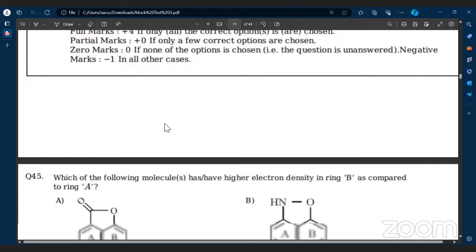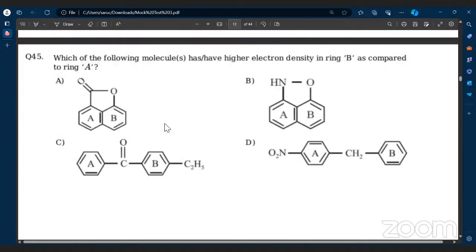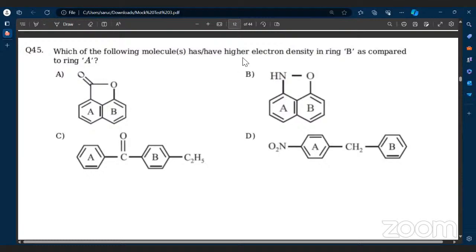So moving to the question: which of the following molecules has or have higher electron density in ring B compared to ring A? Okay, so you have two rings, A and B, in all the questions. The question is which among them has ring B with a higher electron density than ring A.